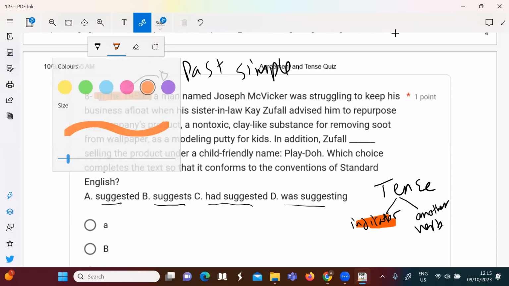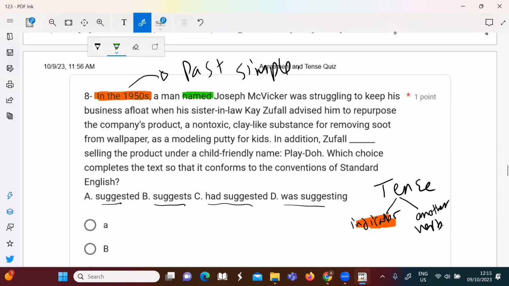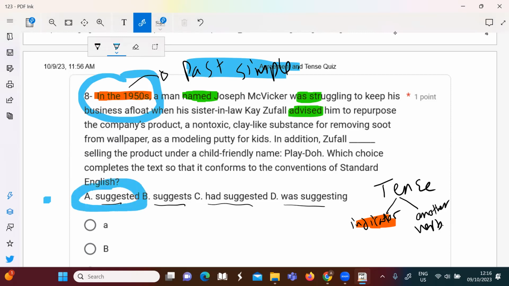So I have an indicator, and I also have another verb. Another verb says "named", and "was" when his sister advised him. So it seems this is the past simple tense, because I have an indicator, "in the 1950s", and the other verbs are all past: named and advised. So I must choose past simple, which must be A, suggested.